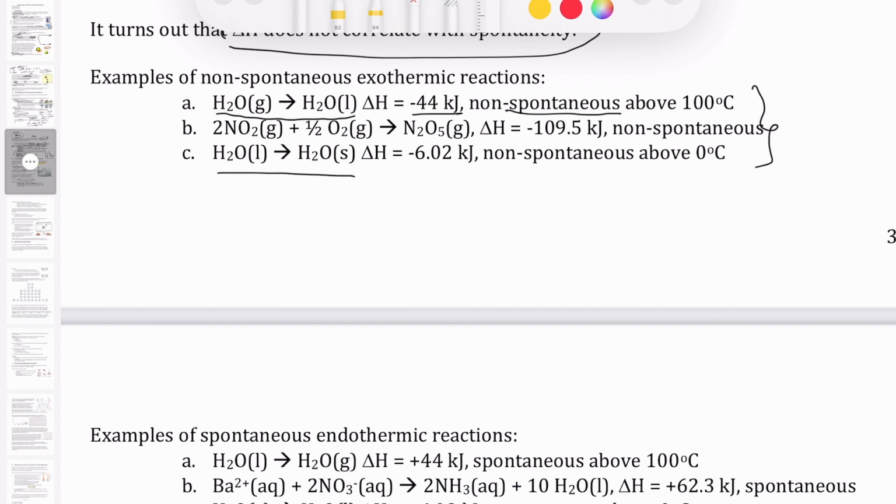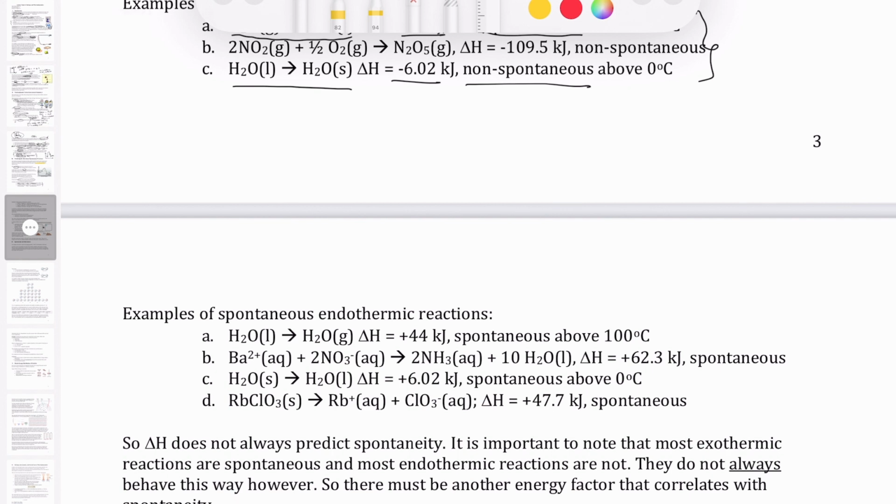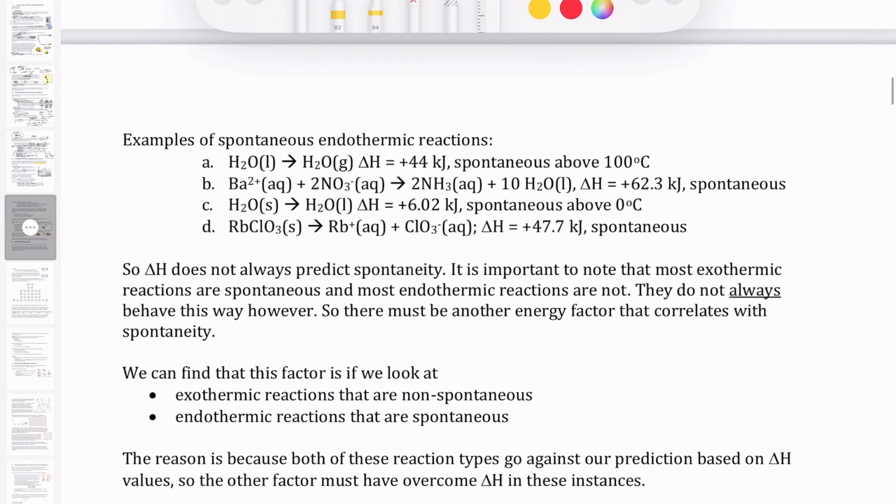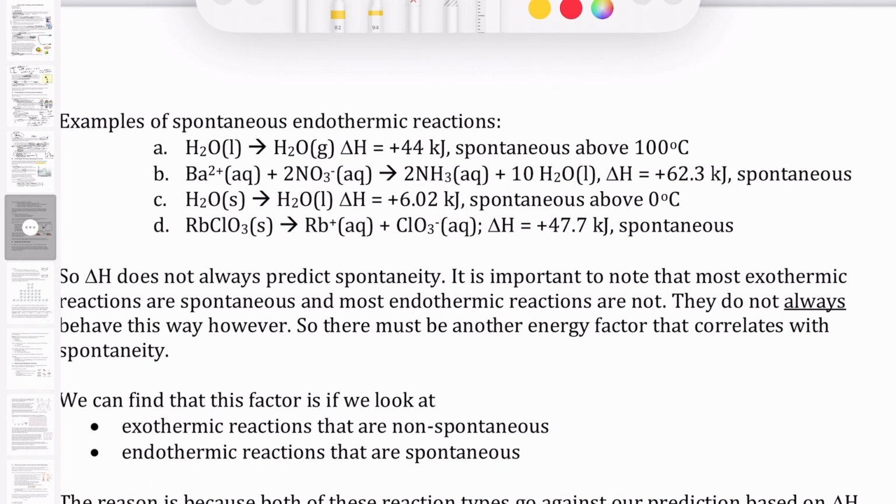This is another reaction where it's just liquid water freezing to become ice. We see that the delta H is negative 6 kilojoules, but we know that that reaction is not spontaneous when the temperature is above 0 degrees Celsius. So clearly we can find examples of exothermic reactions that are not spontaneous. We can also see that some endothermic reactions are spontaneous.